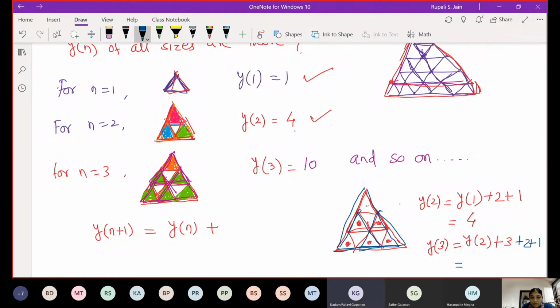So what was my y2? It is 4 plus 3 plus 2 plus 1. How many? 10. It is 10.